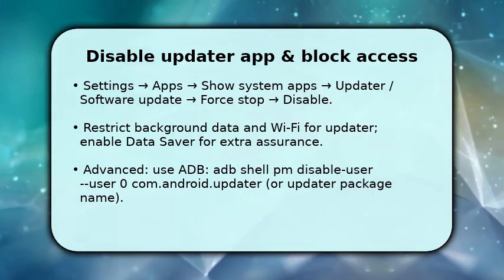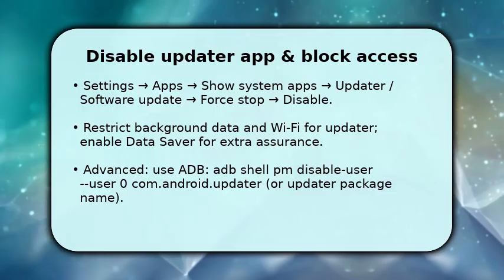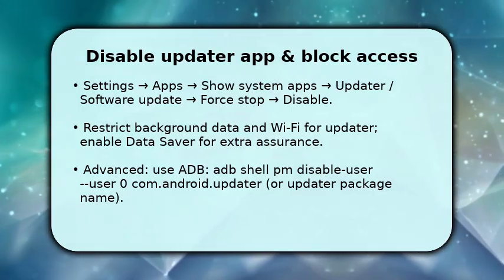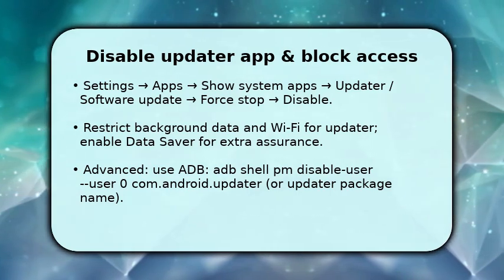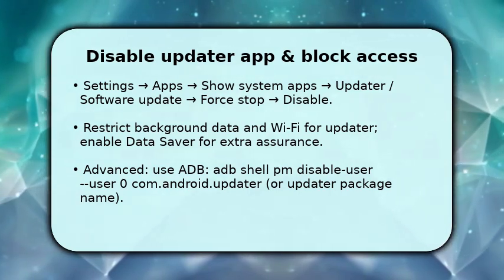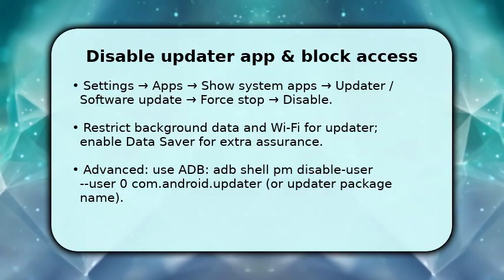If you want a stronger, reversible block, connect to a PC and run ADB. adb shell pm disable-user --user 0 com.android.updater, or the device-specific updater package. This prevents the package from executing.